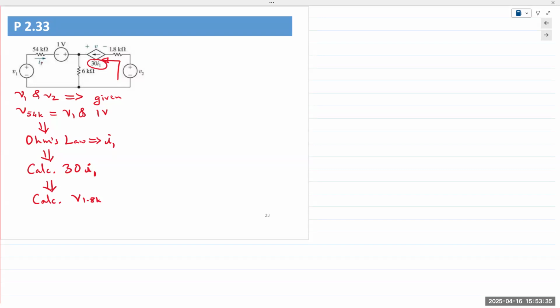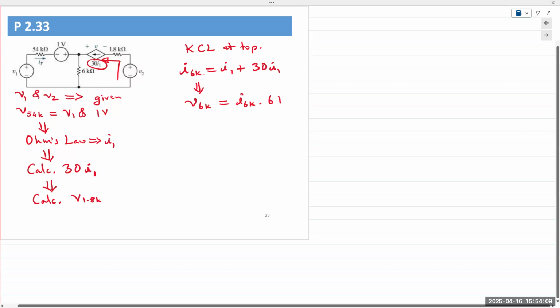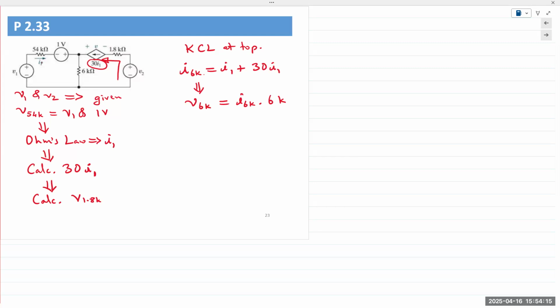And once you have that voltage, you can apply KCL at the top and can find the current flowing through the 6 kilo ohm resistor as I1 plus 30 times I1. And from there, you apply Ohm's law and you find V6K is I6K times 6K. Okay.